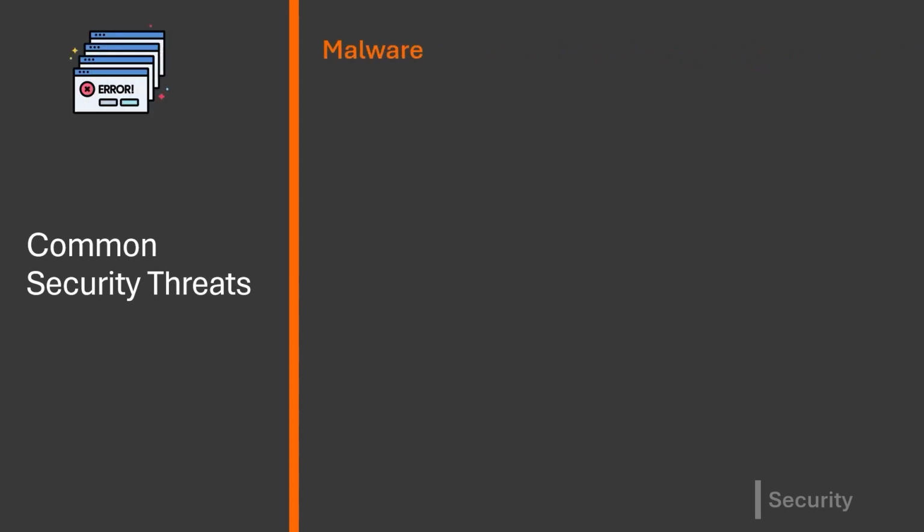First, we have malware. Malware is malicious software designed to disrupt, damage, or gain unauthorized access to a system. Common types include viruses and worms, which are just self-replicating programs that infect computers and spread across networks. There is spyware, which is software that secretly monitors a user's activities to steal confidential information. And we have ransomware, which encrypts files or locks systems, demanding a ransom for decryption.